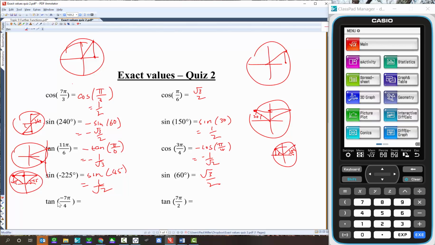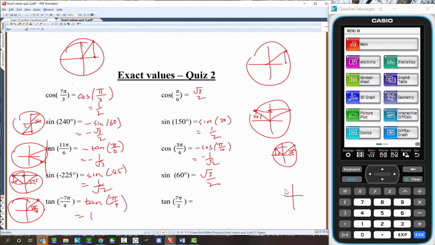Okay, so tan of negative 7 pi on 4. So it's either going to be 1 or negative 1 because the tan of 45 is 1. Let's just work out where we are. So this is negative 7 pi on 4. So we're going to start here, and here's 4 pi on 4, 6 pi on 4, 7 pi on 4. So this is the same as pi on 4 in this direction. So this is just the same as the tan of pi on 4. Tan of pi on 4 is equal to 1.